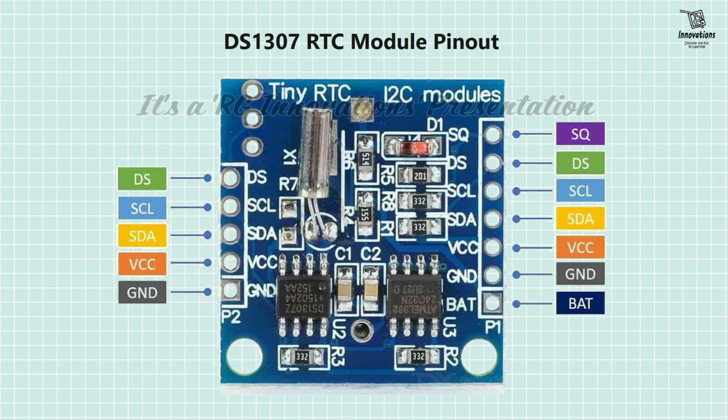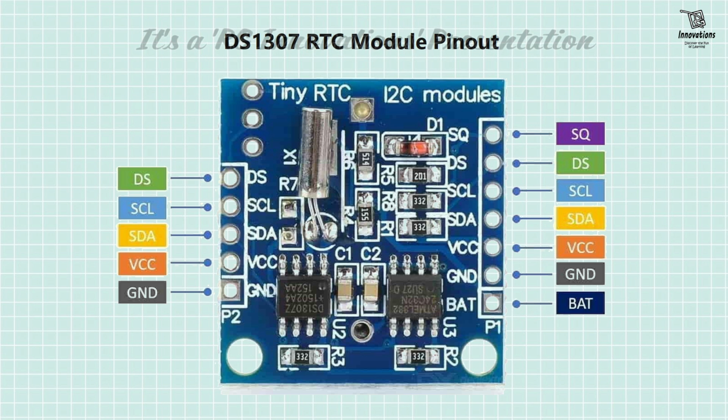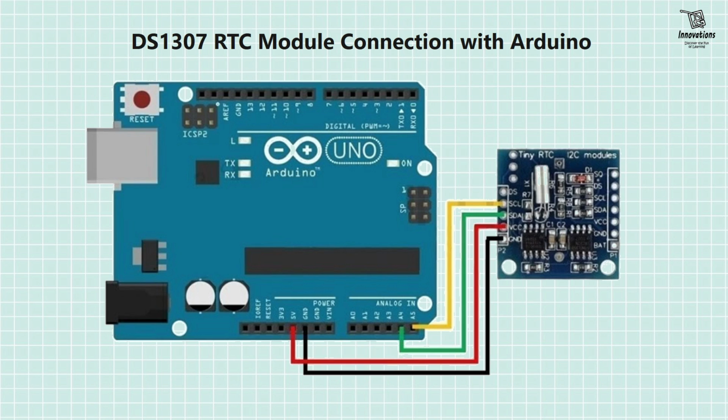That is, when we do not install the backup battery in the module, we can connect an external battery to this battery pin. And then at the left side, the same DS pin, SCL pin, SDA pin, VCC pin, ground pin. They are the same as these pins, but they are used for daisy chaining. That means if we want to connect any other I2C module, we can chain it from these connections. Now the circuit diagram. The circuit diagram is very easy.